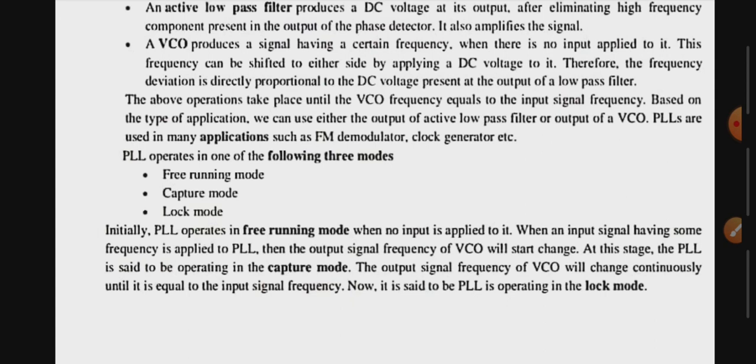The output frequency of the VCO depends on the input applied, that means the output of the filter, and the VCO will try to change its output frequency. At this stage the PLL is said to be operating in the capture mode. So the VCO is continuously trying to match the output frequency with the input frequency. This mode is called capture mode, and once the output signal frequency of the VCO is equal to the input signal frequency, that mode is called lock mode. So the PLL operates in three modes that we have discussed here.